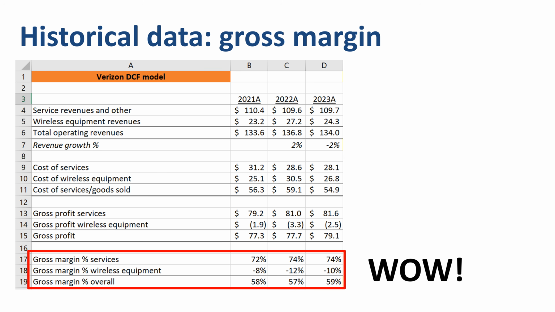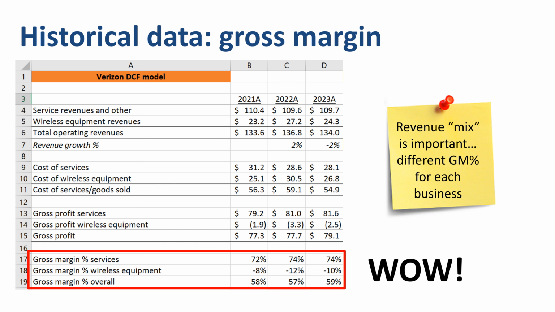A clear case of a razor and blades, printer and toner, or hardware and services business model. If we translate those terms to the telecom industry, aggressive device promotions to encourage customers to switch carriers, as well as retain existing customers. Equipment at a loss drives services at high margins. What do we learn from the gross margin analysis? Revenue mix is important, as there can be very different gross margin percentages for each business.